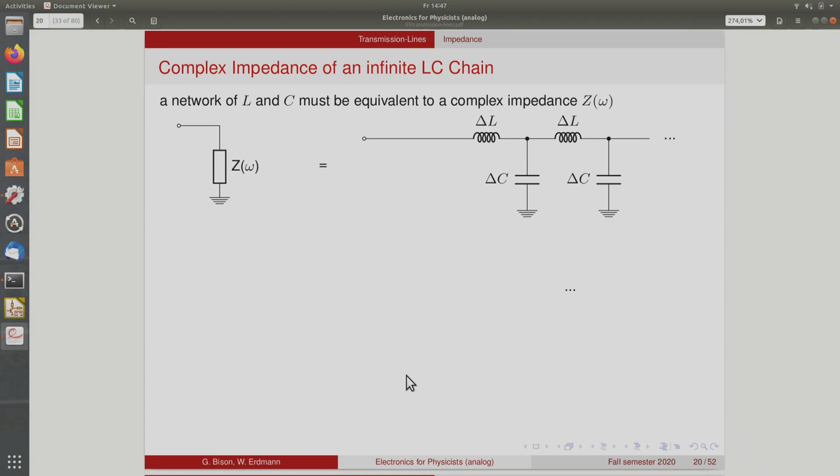So we can try to calculate the complex impedance that this network here represents. You remember that we can represent every capacitance by a complex impedance 1 over i omega C, and correspondingly for the inductors as i omega L. So when we have a network like this, we can assign a complex impedance to this, Z of omega. So let's try to calculate that.